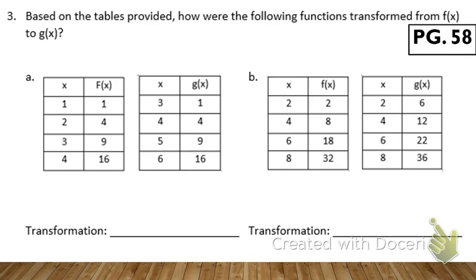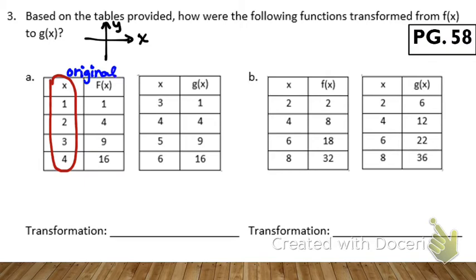We're going to look at these tables, and we're going to use words to describe the transformation. Which way does the x-axis go? Does the x-axis go left and right, or does it go up and down? X goes left and right. Yep. Okay, so here's my x-axis. Here's my y-axis. I'm going to look just at the x column here. This is my original function. And this is my transformed function.